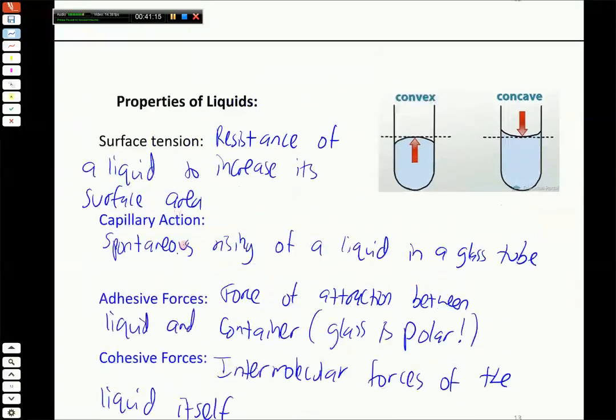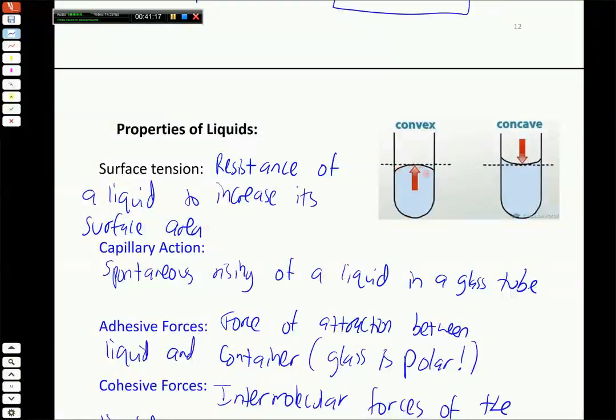The other property of liquids is what's referred to as the meniscus of the liquid. When you have the upper surface of a liquid in a container, it can be either convex or concave. Convex is where it's sort of buckled down, concave is where it's sort of buckled up like that. In a convex meniscus, the cohesive forces are stronger than the adhesive forces, and so the liquid doesn't want to rise up the side of the container because it's more strongly attracted to itself.